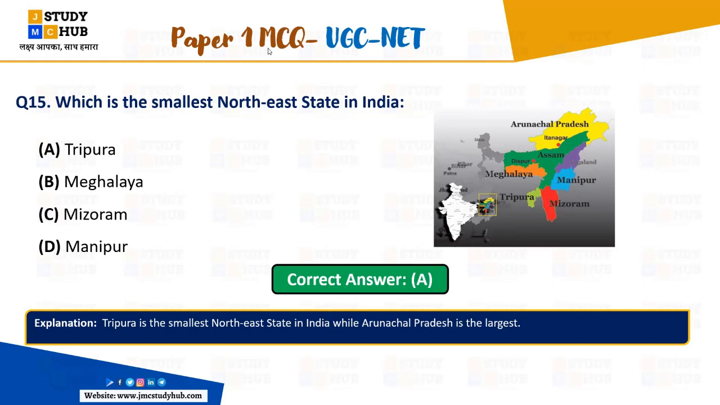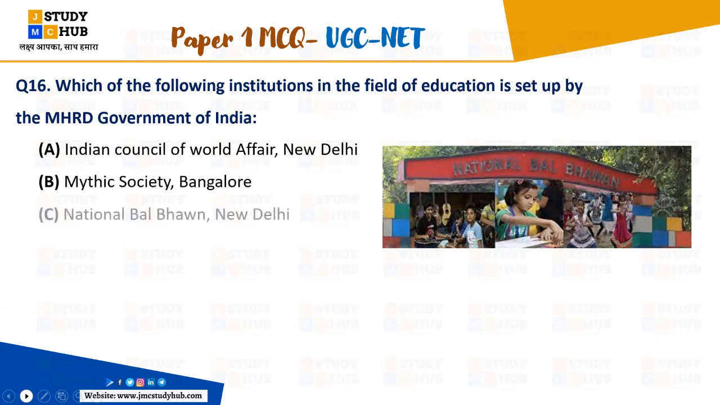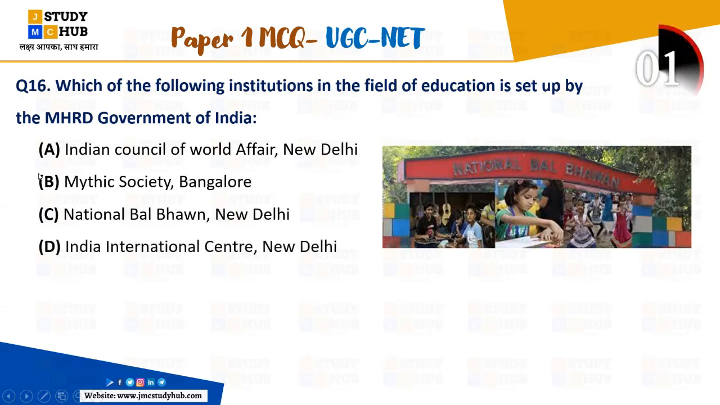The map will not be given to you. You will not be given the map, okay? The map is just for recalling here, okay? So you will have to answer direct questions. Now question number 16. Just look at it here. Which of the following institutions in the field of education is set up by the MHRD, government of India, right? So you have to name the institution in the field of education that is set up by the MHRD, government of India. That is given here as A, B, C and D, right? Quickly tell which one is the right answer.